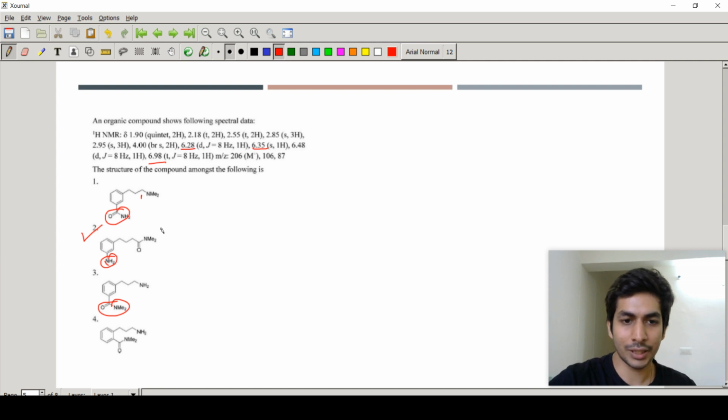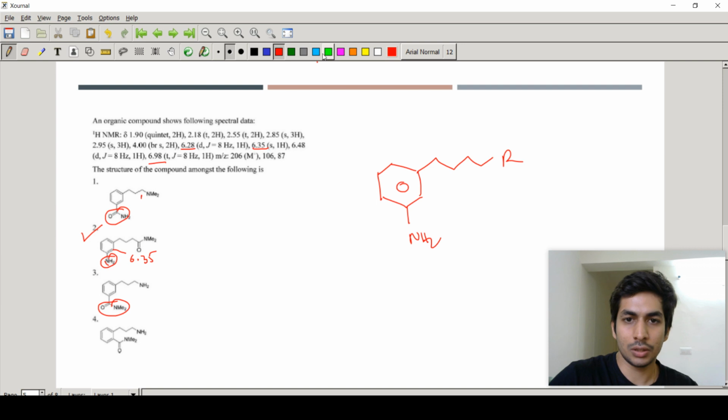Because you can see that the singlet that we are getting is at 6.35. So this one would be at around 6.35, or let me just draw it fresh so that you can see it more clearly. Like we have some R group over here, and then we have an NH2 over here. Okay, so this one at 6.35 is the singlet that we are getting, and then you are getting another one at basically 6.28.